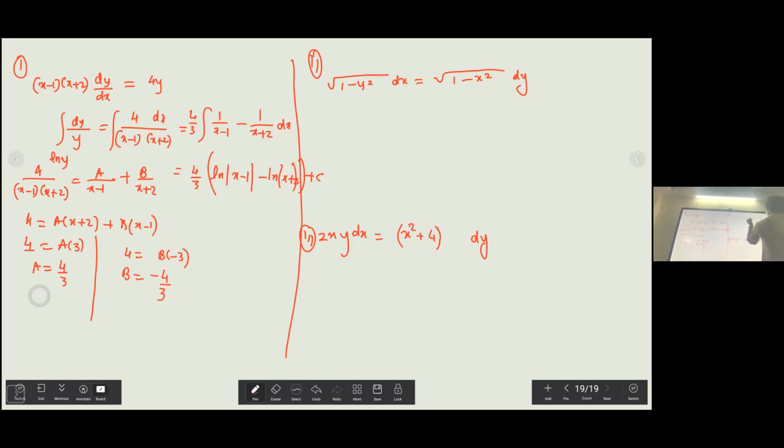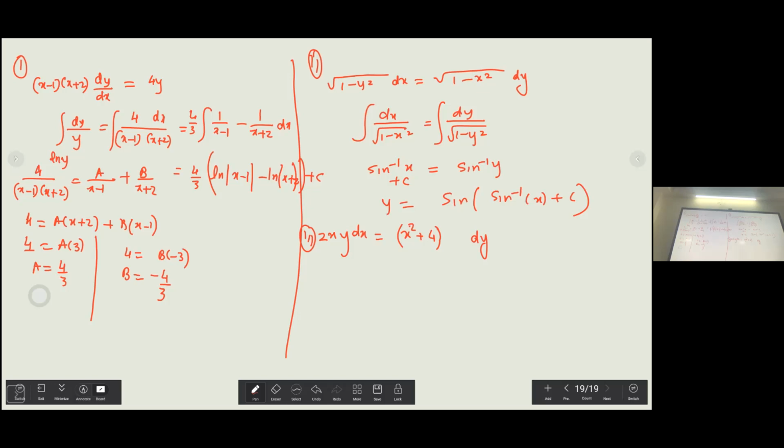The second one is more straightforward. You collect the dx terms on one side and the dy terms on the other side. Integrate both sides. We get dx upon root of 1 minus x squared, which is sine inverse x, equals sine inverse of y. I can put a plus p here, so y is the sine of sine inverse x plus p. That's about the equation in this part.